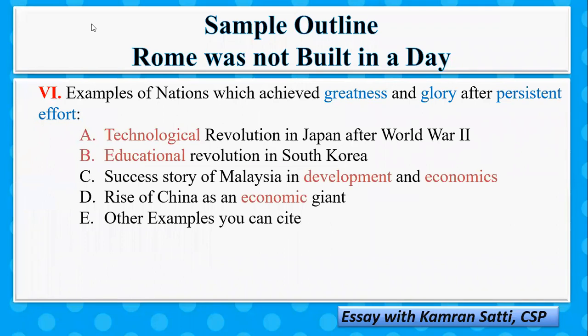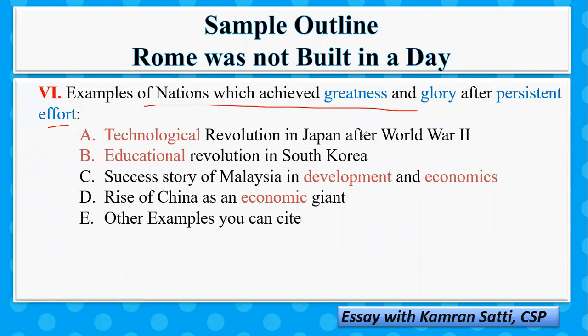Then I'll be giving examples of some nations which achieved greatness and success after persistent effort. Now I have gone on to talking about nations. And remember, I'm just discussing these examples to prove my point, that success can't be achieved overnight. Now here, number one, technological revolution in Japan after World War II.